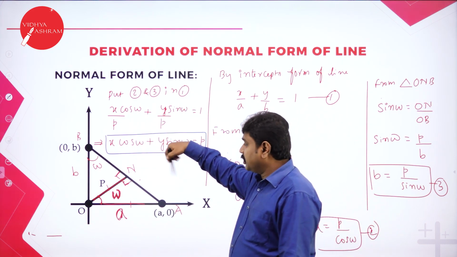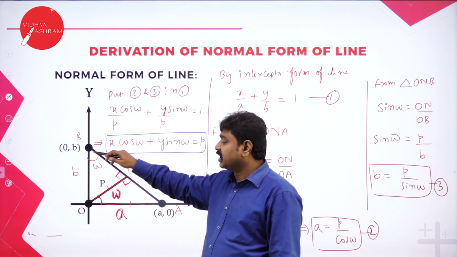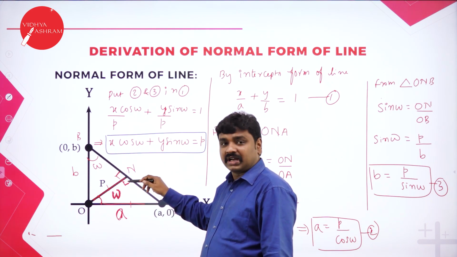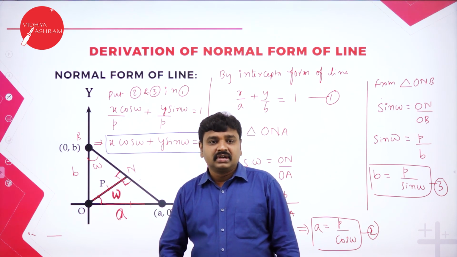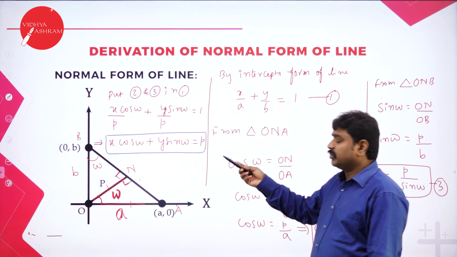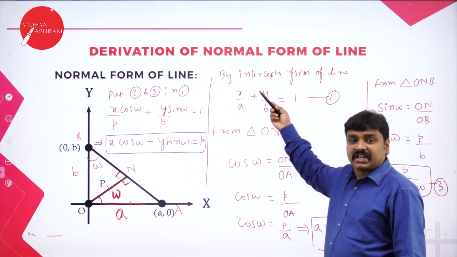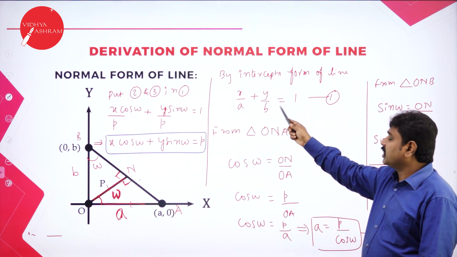Consider a line AB which cuts the x-axis at A(a, 0) and the y-axis at B(0, b), and let ON be the normal to the line. ON makes an angle omega with the x-axis, and P is the length of the normal. Then, by intercept form, you know what the intercept form of a line is? x by a plus y by b equal to 1. So I wrote the intercept form of the line.